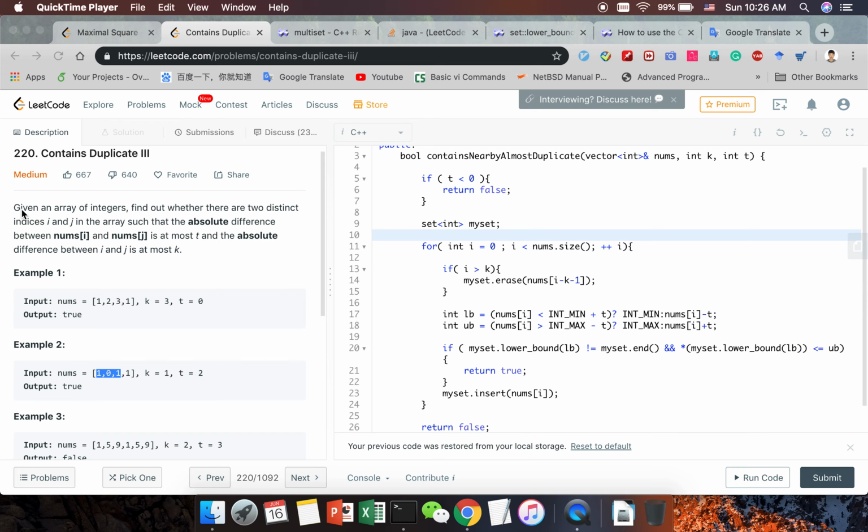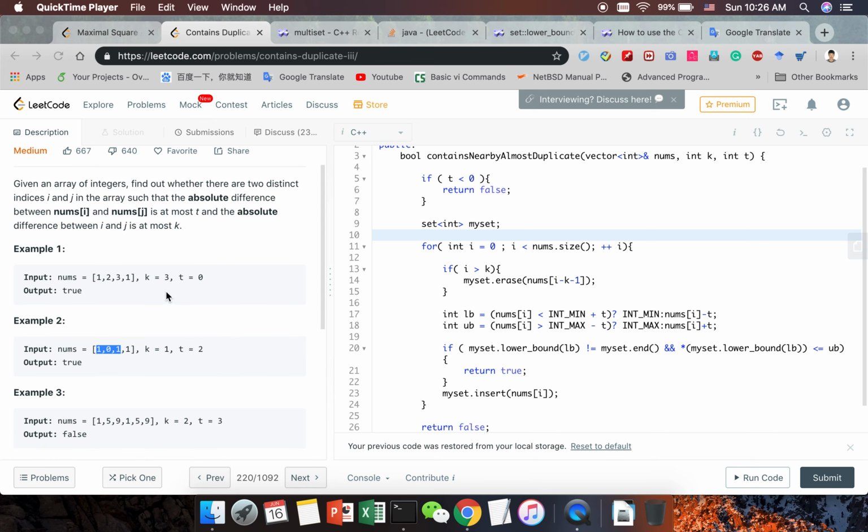Given an array of integers, find out whether there are two distinct indices i and j in the array, such that the absolute difference between nums[i] and nums[j] is at most t, and the absolute difference between i and j is at most k.